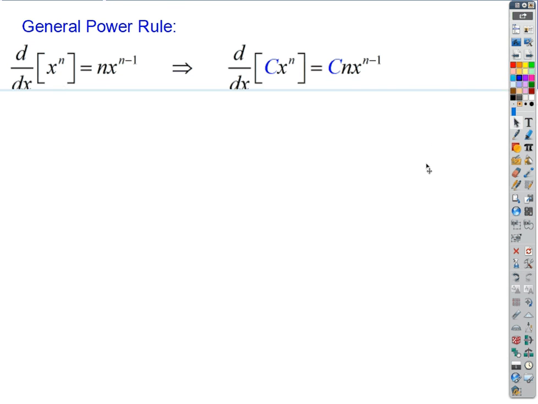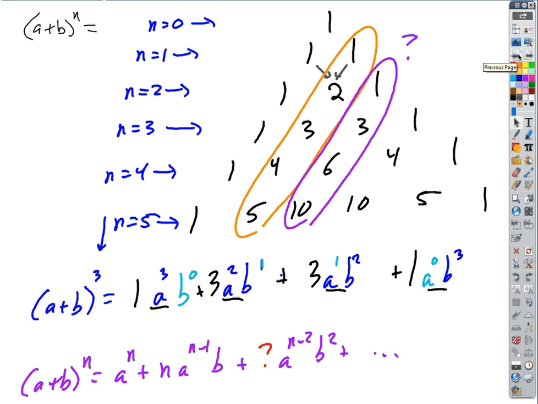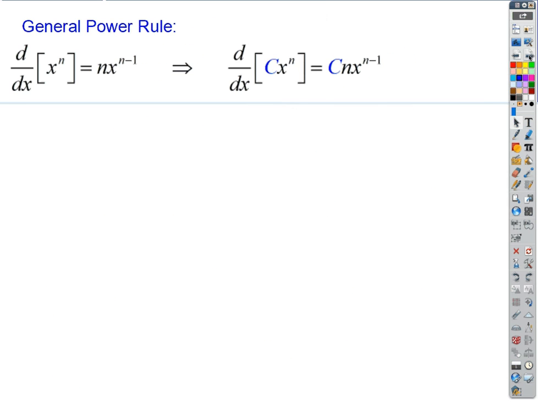So there's our general power rule, right? Now, I'm going to add one thing to it before we move on. What if I had a constant in there? Doesn't change anything, does it? If I had a constant in there, when I went through this whole process, I would have just had that constant in each term and I could have factored it out, right? So we can see that also.